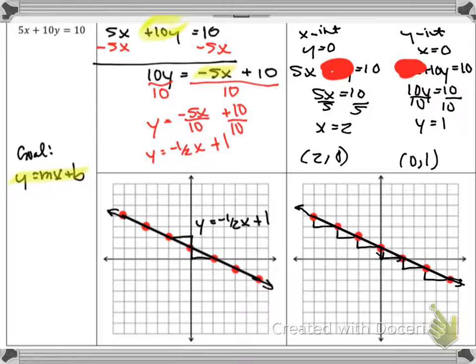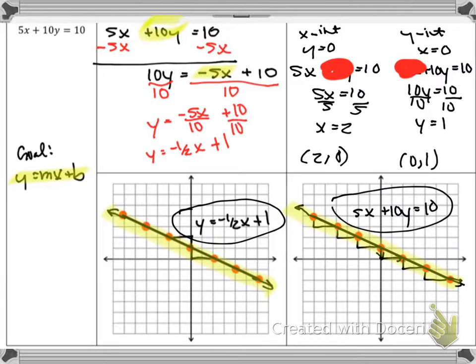Okay, remember the last step is still important. We need to label this. 5x plus 10y equals 10. So let's look at these two graphs. Is this line the same as this line? It is. Of course, they're labeled differently because this has the slope-intercept form of the equation. This has the standard form of the equation, but the lines themselves are identical.